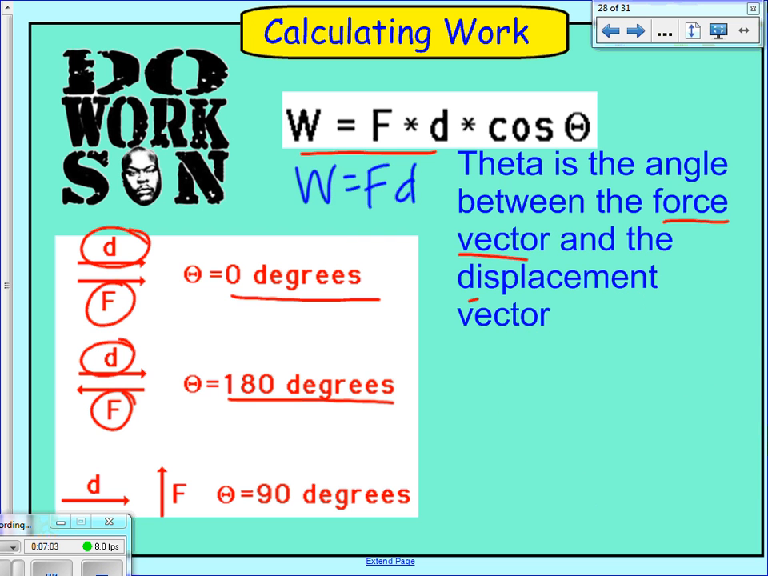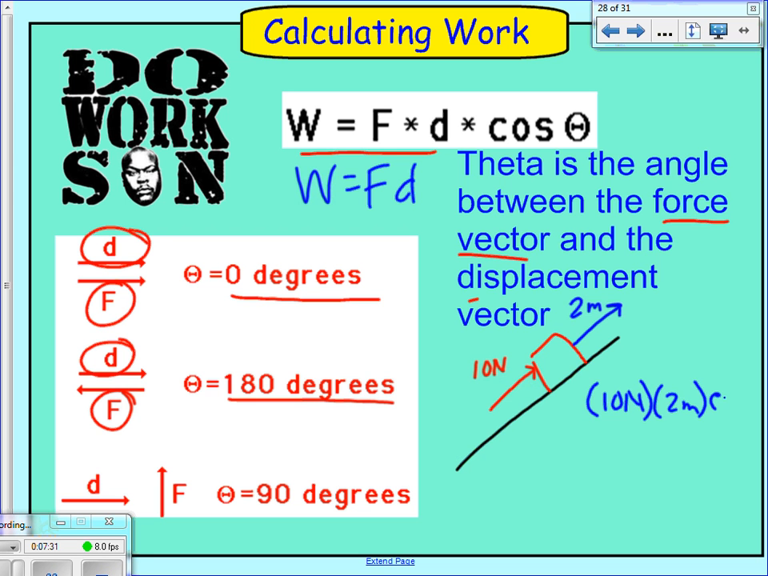Let's look at an example where you have an object on a ramp. So let's say I have this block on the ramp, and I want to push the block up the ramp with a force of 10 newtons, and the block moves up the ramp 2 meters. What is the work done on the block? Work is force, which is 10 newtons, times displacement, which is 2 meters, times cosine of theta.